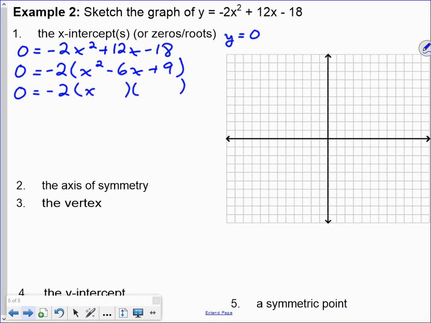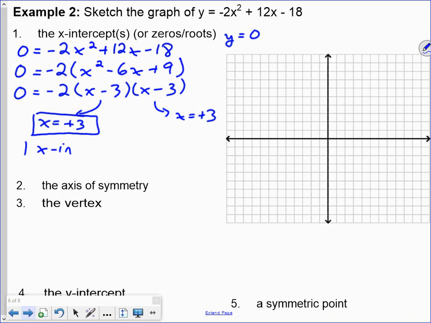It's a simple trinomial. So we'll have x and x right there. And then we need two numbers that multiply to +9 and add to -6. Those are going to be -3 and -3. So when we go to get our solutions here, we're going to have x equals +3, but this one also gives us x equals +3. So we have only one x-intercept. And that's going to be at (3, 0).